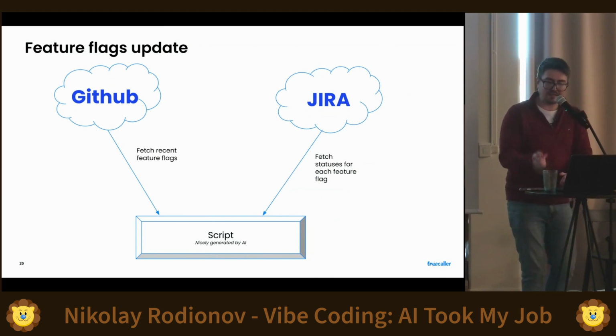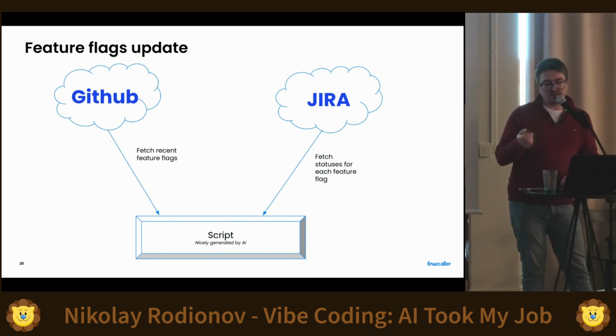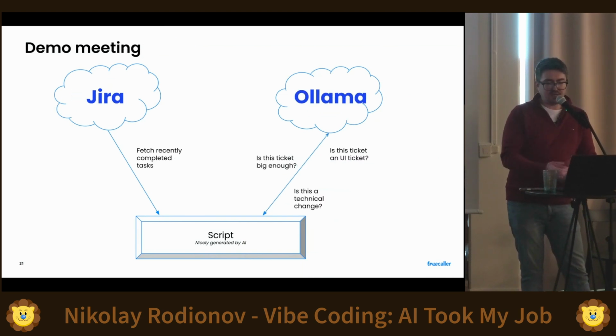I literally go to GitHub and check, okay, I have this, this, and this. I need to check now in JIRA what the statuses are for those issues. And every time I did it before, I thought, oh, it would be nice to automate, but I was so lazy and it would take a lot of time. But with AI, it took literally 20 minutes. Same thing for demo meetings, but with demo meetings, there is another thing.